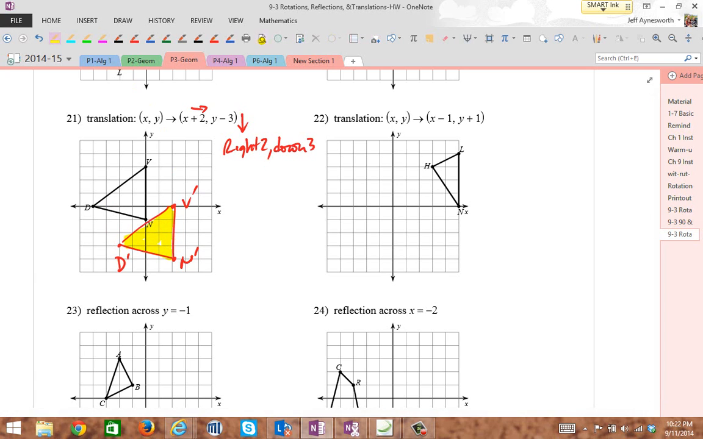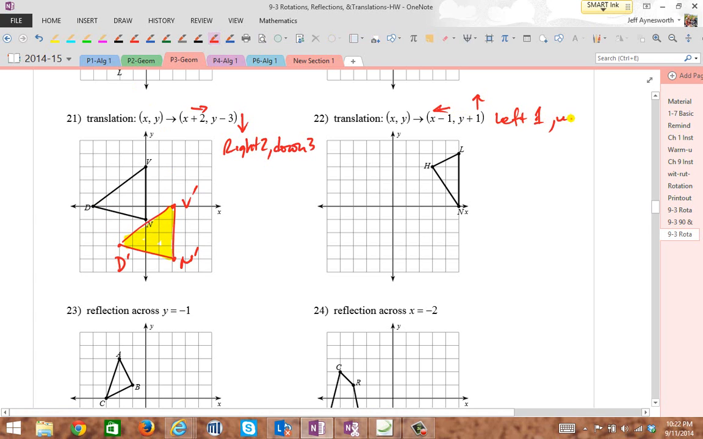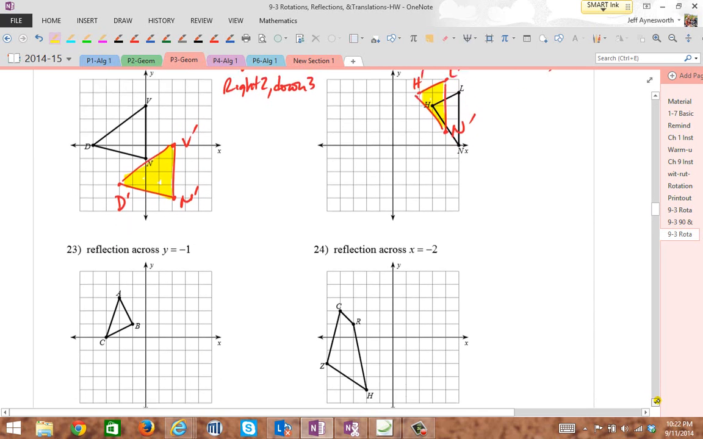Okay, on this next one, we're going to go left 1, up 1. Left 1, up 1. So left 1, up 1, H prime. Left 1, up 1, L prime. Left 1, up 1, N prime, and then connect. All right, and then highlight your image. Okay, make your home look good. All right, practice good techniques.